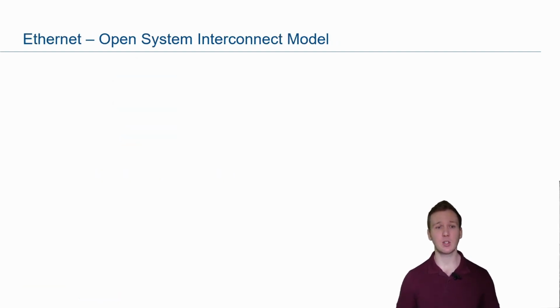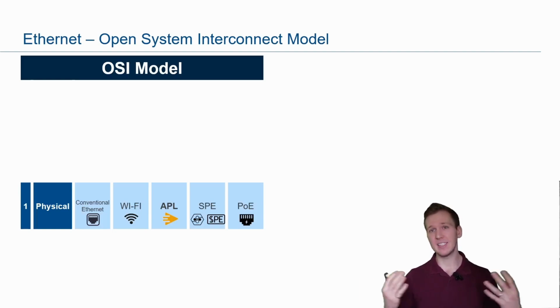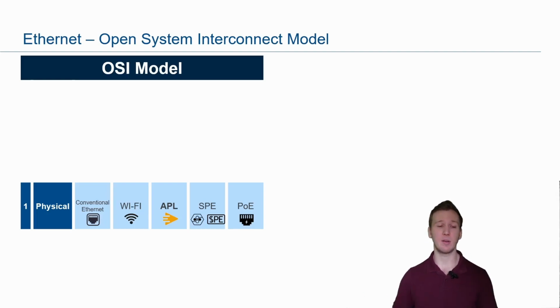To do this, we're looking at what's called the Open System Interconnect model. And the OSI model has many different layers to it. Personally, I like to start with the physical layer, the bottom layer itself, as this is what most folks are familiar with. So when we're talking Ethernet, we have many different physical options. We have conventional Ethernet, Wi-Fi, you might be hearing about Ethernet APL coming down the pipeline, SPE, or PoE, which stands for Power over Ethernet, and really what the focus is around the 1600 transmitter. There's many benefits to that, and again, we're going to get into that in upcoming videos.